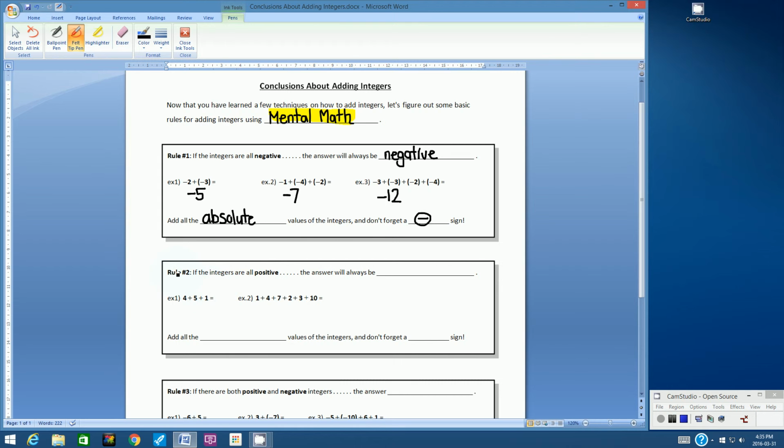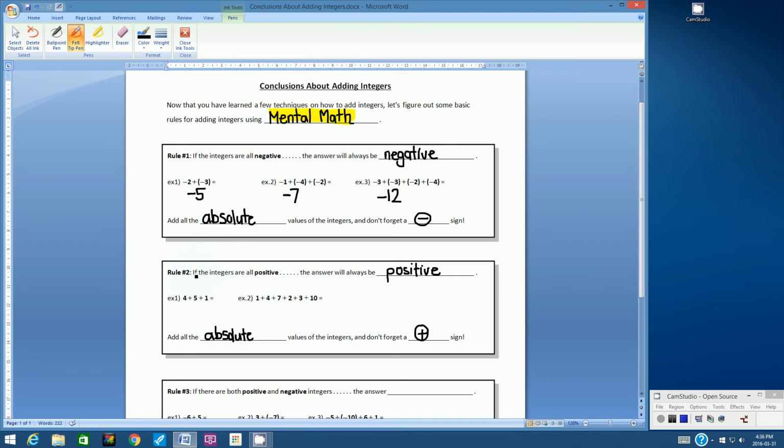So that's rule number one. If the integers are all negative, the answer will always be negative. Okay, so let's look at the opposite rule. Rule number two. If the integers are all positive, the answer will always be positive. Let's look at this sentence at the bottom of the box. Add all the absolute values of the integers, and don't forget a positive sign. Or if you're writing your answer in standard form, no sign.